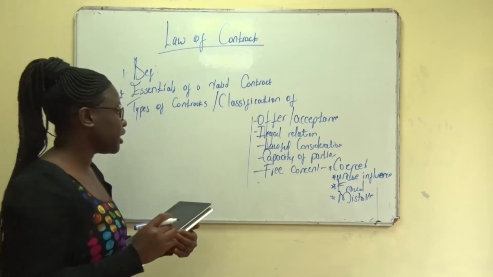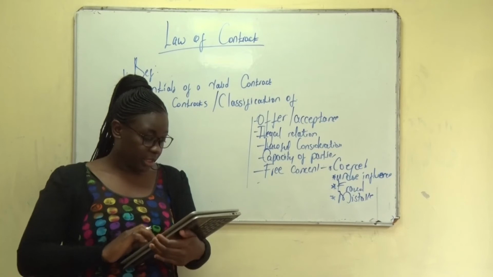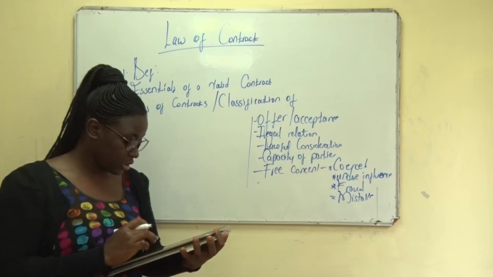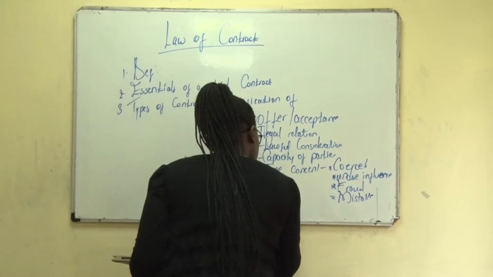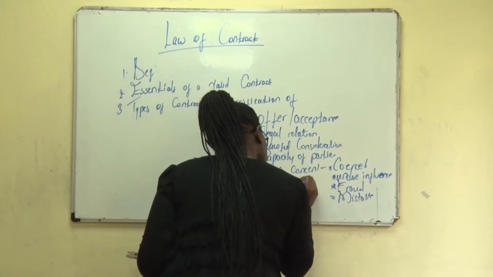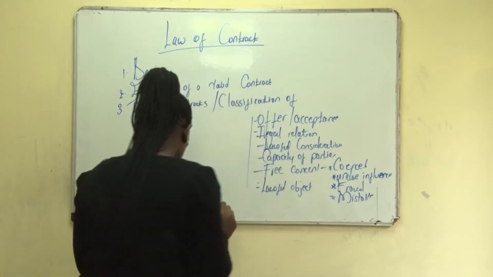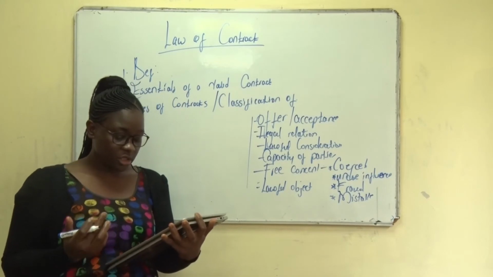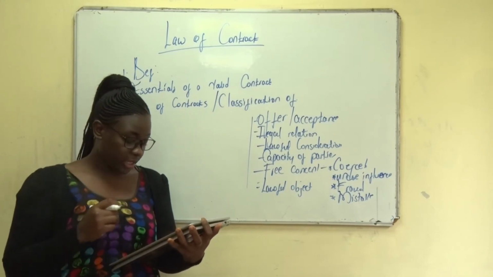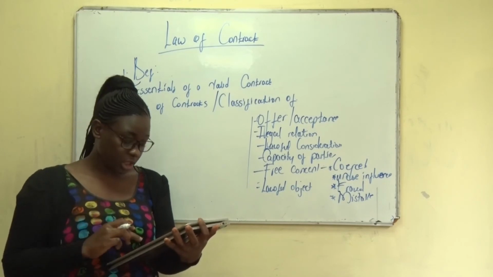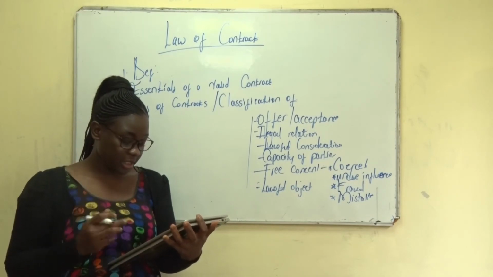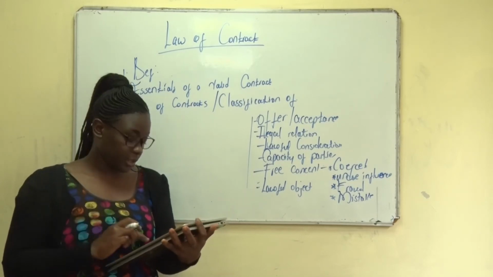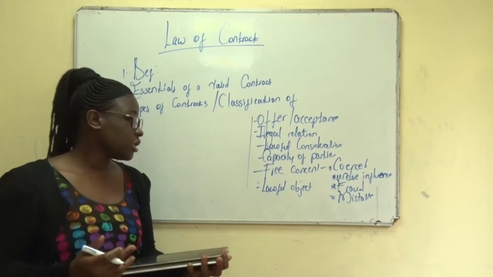And then next, still under essentials of a valid contract, we also have got lawful object. When you talk of lawful object, you're simply saying that for the formation of a valid contract, it's also necessary that the parties to an agreement must agree for a lawful object. Now, the object for which the agreement has been entered into must be not fraudulent or illegal. And then possibility of performance.